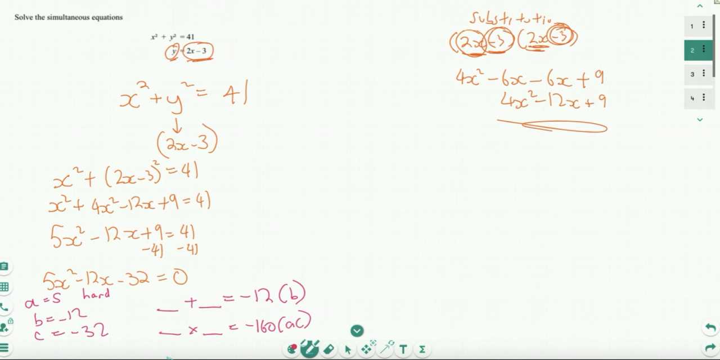So what two numbers add to negative 12 but multiply to negative 160? This will take a little bit of time. What do we have? What numbers multiply to 160? 1 times 160, 2 times 80, 4 times 40, 5 times 32, 8 times 20. Oh yes, 8 times 20. So negative 20 times 8 makes negative 160, and negative 20 plus 8 makes negative 12.